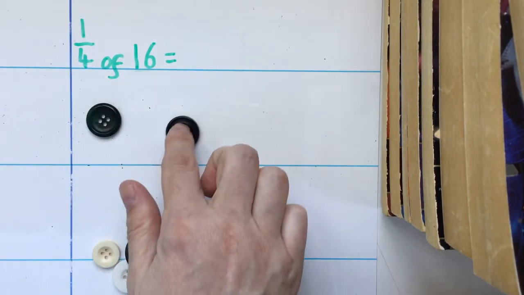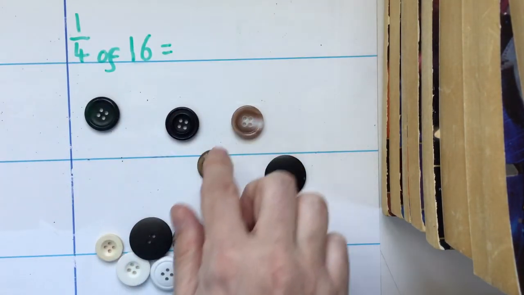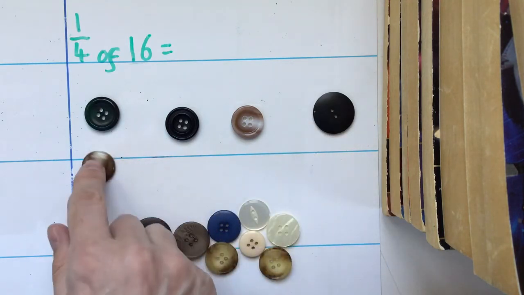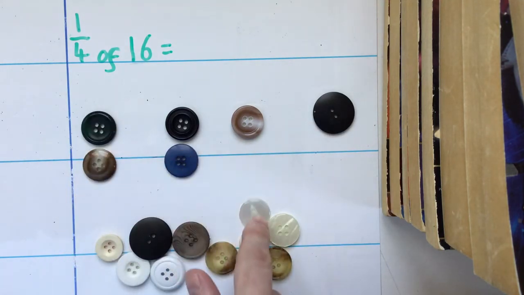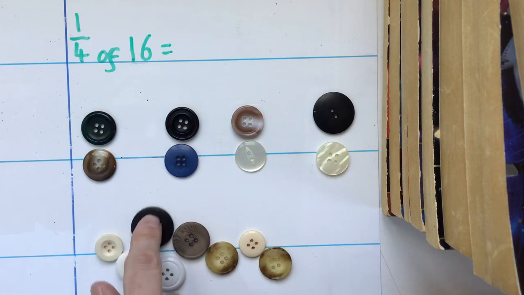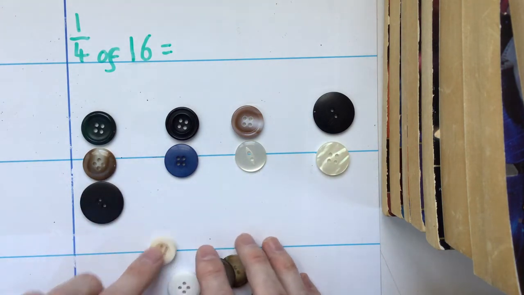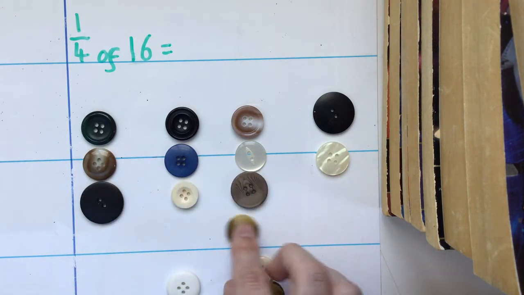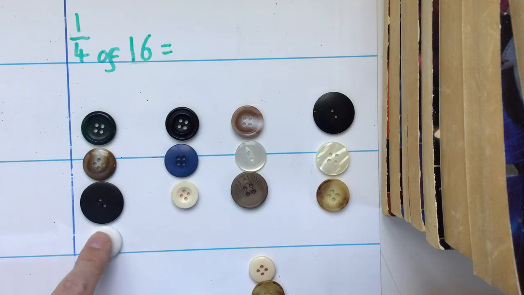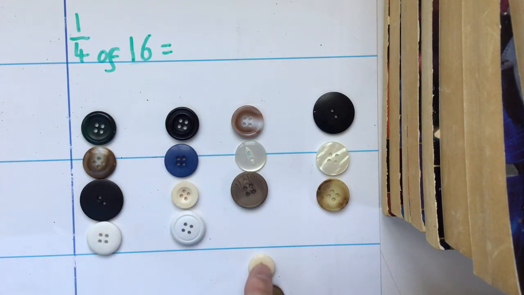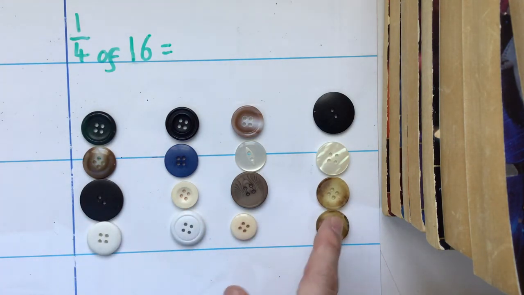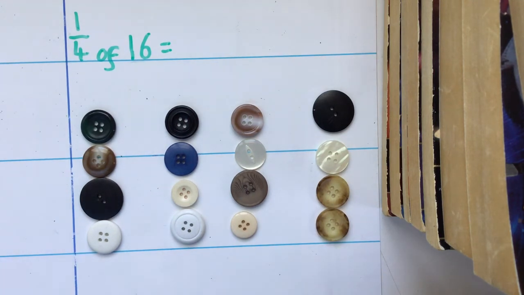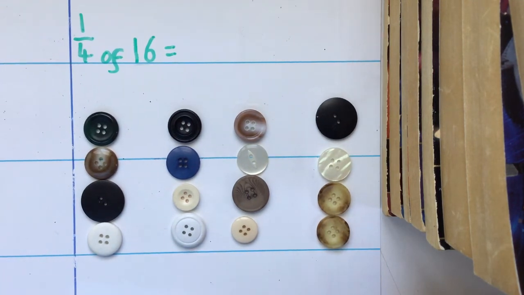So 1st group, 2nd group, 3rd group, 4th group. Again, 1st group, 2nd group, 3rd group, 4th group, and again, until all the buttons are shared out. And I have none left over. So I can do 1/4 of 16.